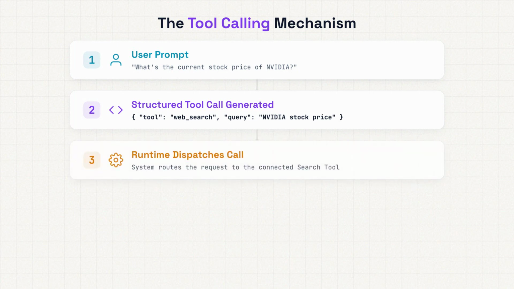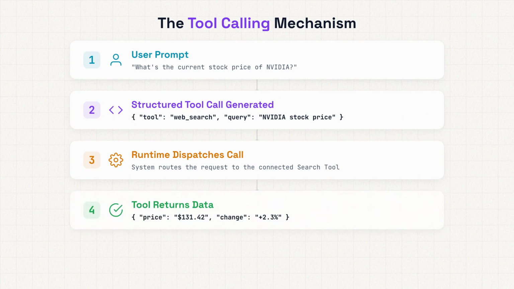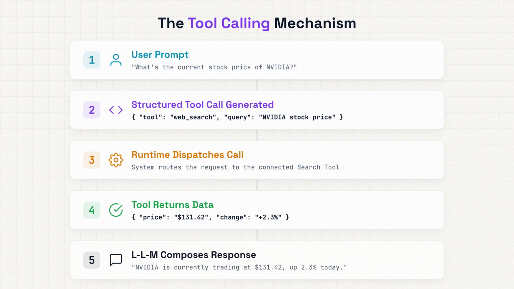This structured call gets picked up by the execution runtime, the system that actually manages the agent. The runtime dispatches the call to the web search tool, which goes out and hits the internet and returns structured data: the current price, the percent change, real live information. That result flows back to the LLM, and now the model has actual current data to work with. It composes a clean, accurate response. No hallucination, no guessing, just precise, grounded information. That's tool calling in action.